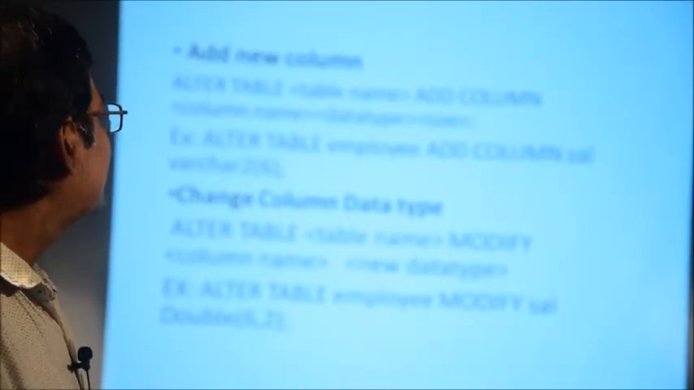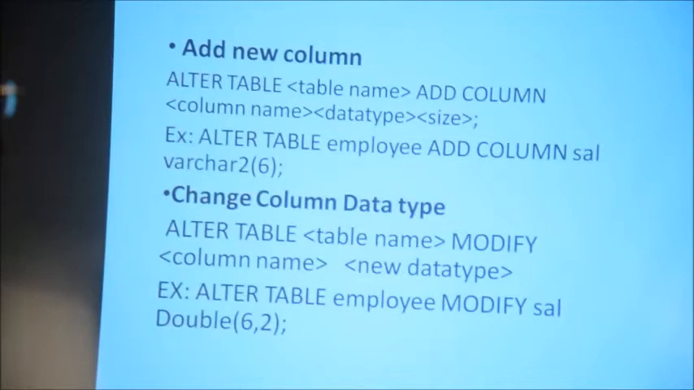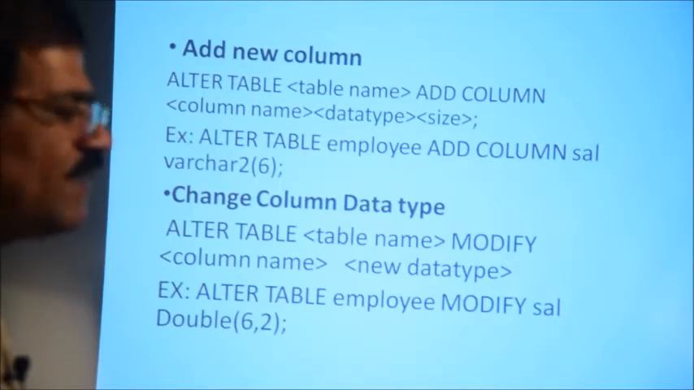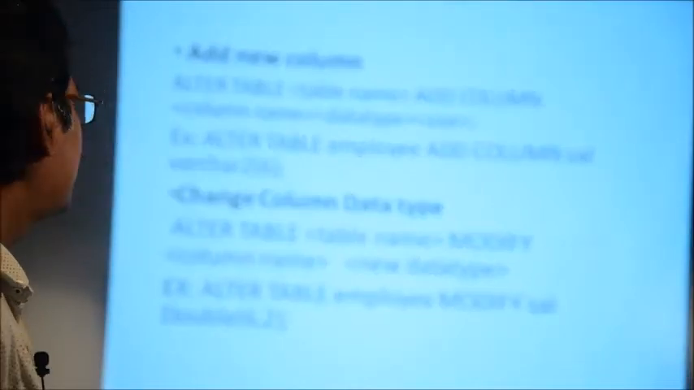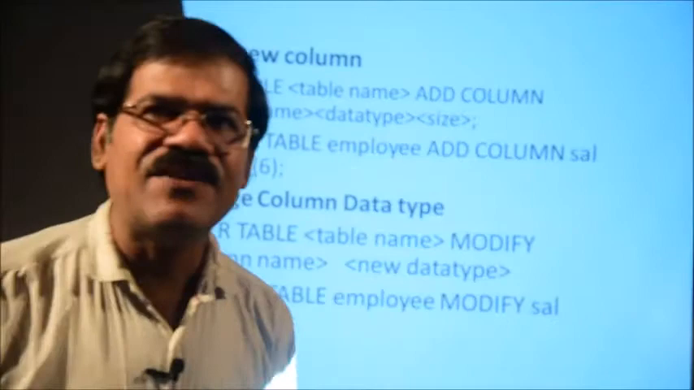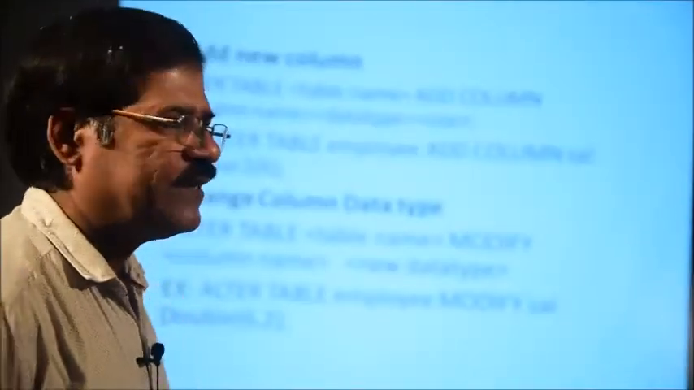Okay, look again. Add a new column means a new column is added. I am adding a new column to the employee table. What is the new column? The new column is salary. What data type am I declaring? Varchar, variable character, and the size is 6. Later I see that I want to change the salary field, because I made a mistake entering varchar 2. I want to change it to double type.